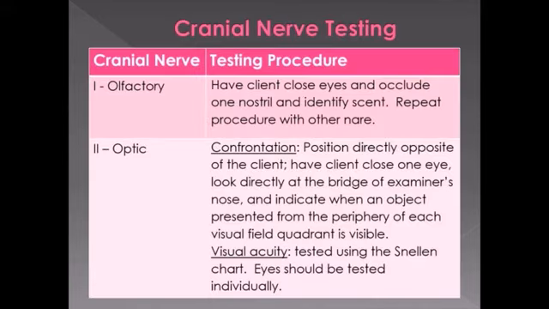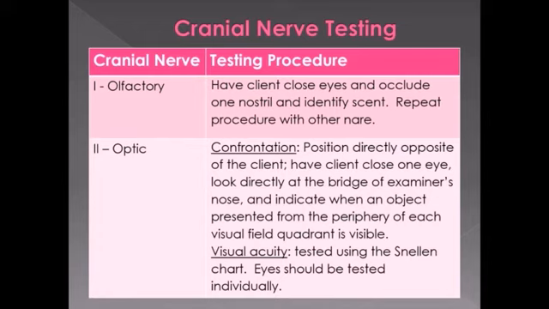Cranial nerves. It would behoove you to know about cranial nerve testing. Just saying. So looking at cranial nerve number 1, your olfactory nerve, the way you test that is for a patient to identify a scent. They close their eyes, be able to identify a scent. Optic nerve number 2, you can do this by confrontation. So you want to position yourself directly opposite of the client, have them close one eye, and you're checking their peripheral vision. When can they see your fingers, bringing them forward? You can also check the optic nerve using visual acuity with the Snellen chart.